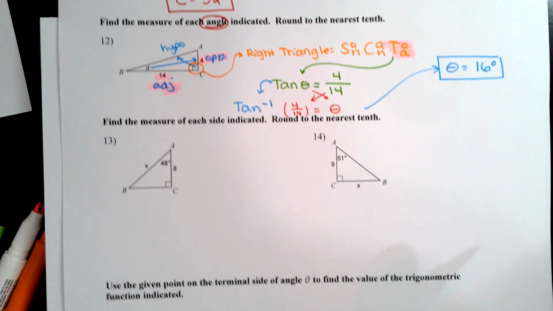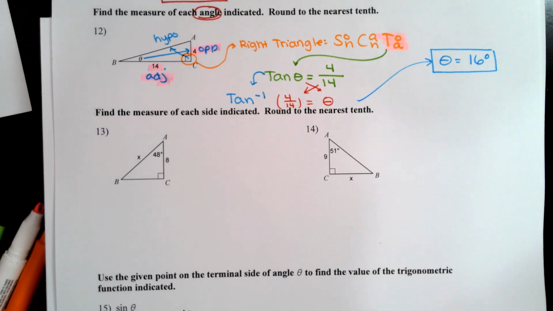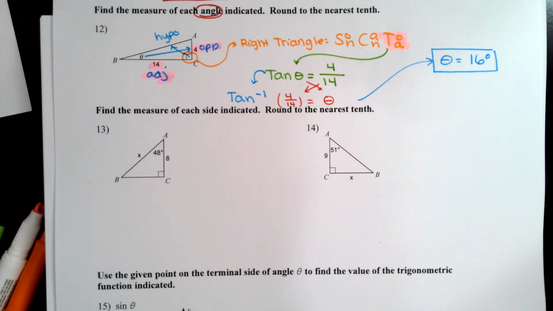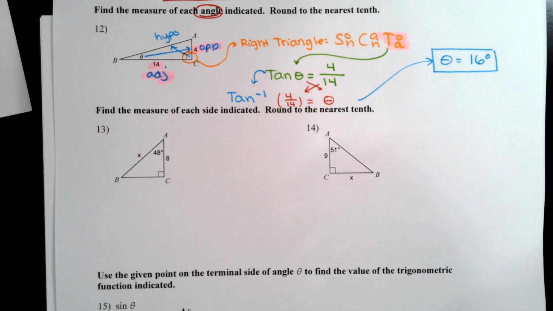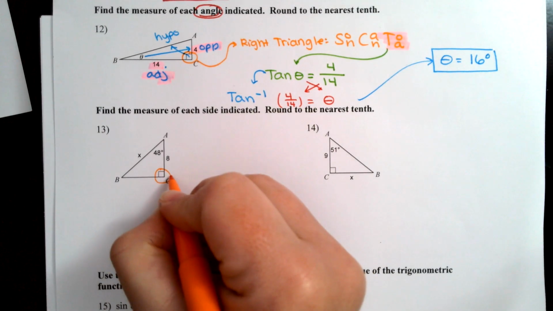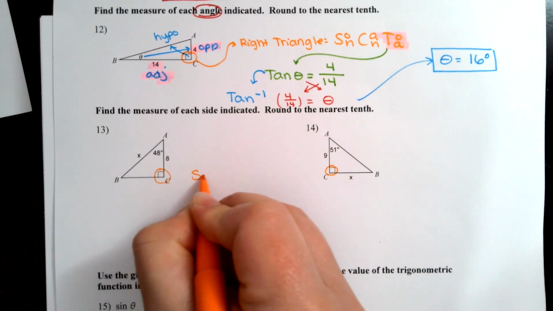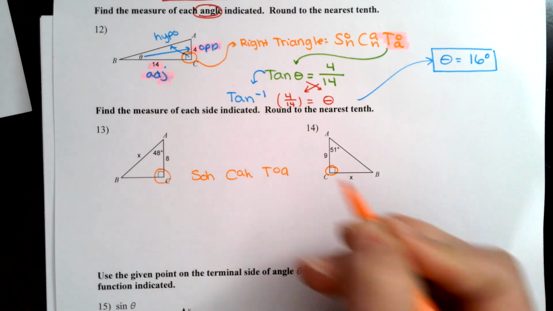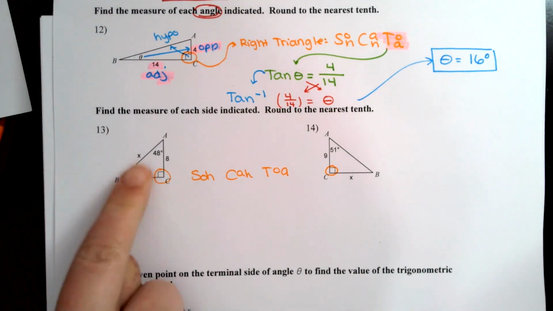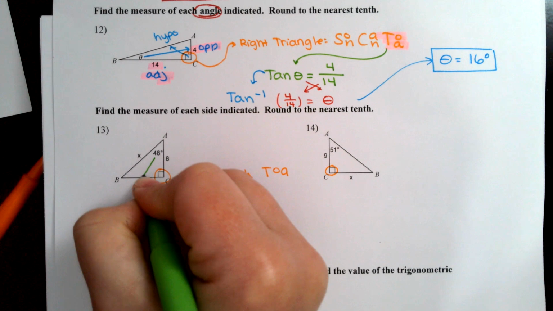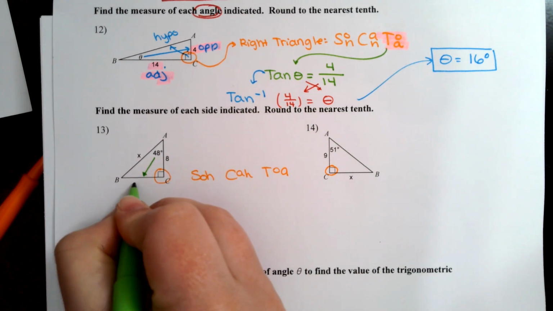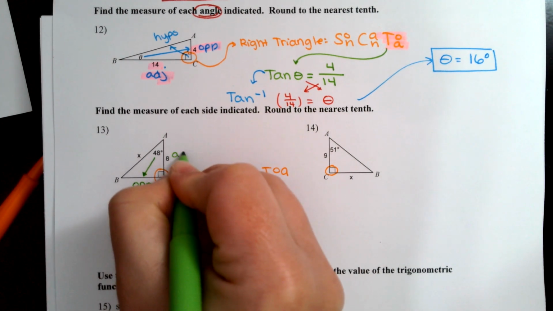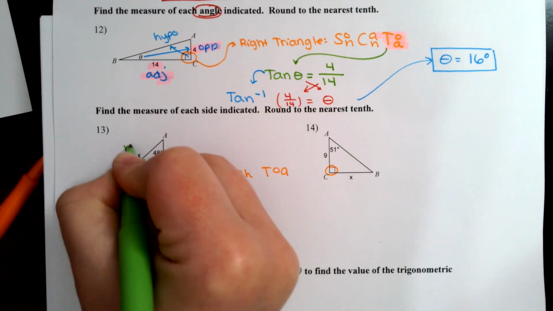Okay, let's move on. Find the measure of each side indicated. Round to the nearest tenth. So first of all, we're now rounding a little bit differently, and now we're solving for sides. But again, what do we have? We have a right triangle. With a right triangle, you can use SOHCAHTOA. Let's go ahead and label the first one, 13. Here's your angle. That means this is your opposite, this is your adjacent, this is your hypotenuse.